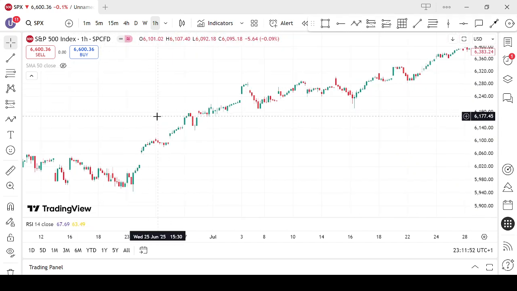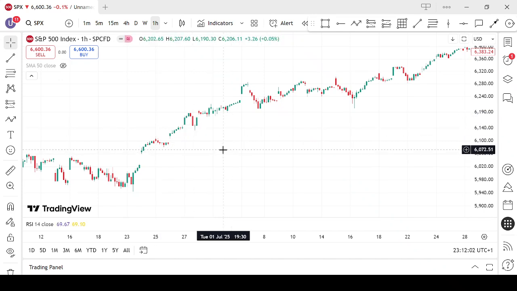Now, what is CFD trading? CFD trading is also known as a contract for difference. A CFD is a financial instrument that allows you to trade on price movements of various assets without owning the underlying asset itself. Instead of buying and selling the actual stock, commodity, index or currency, you go into a contract with a broker to exchange the difference in the asset price from the time you open the position to when you choose to close it.